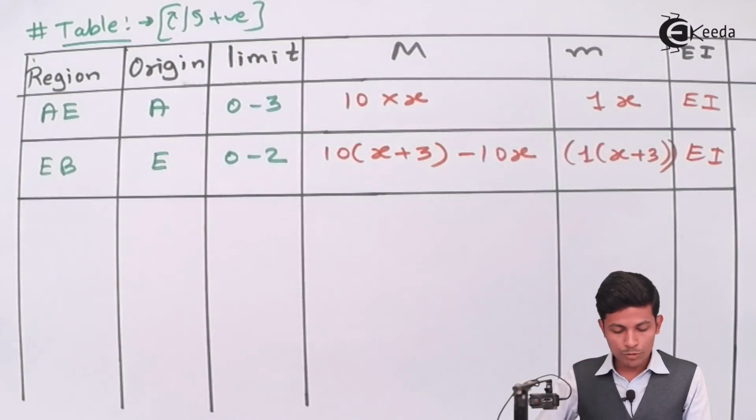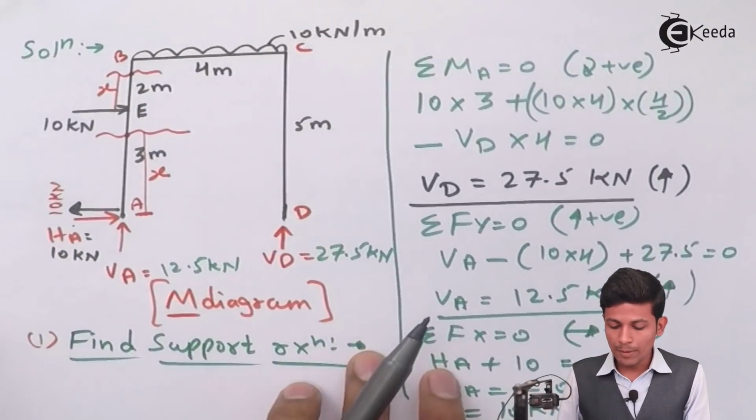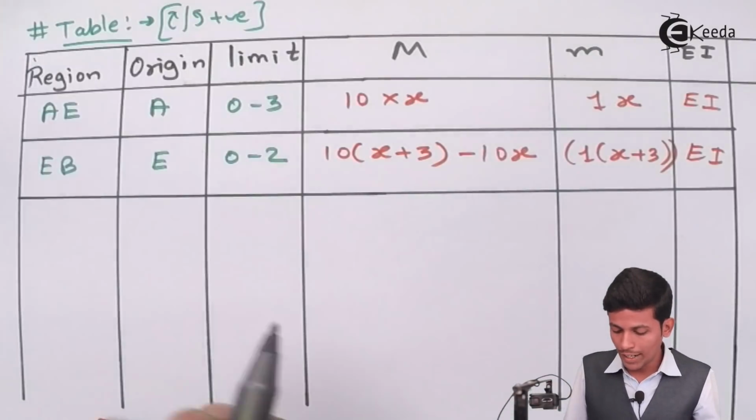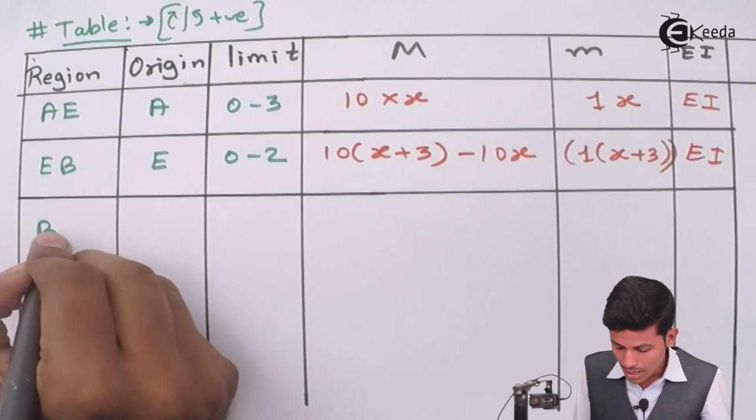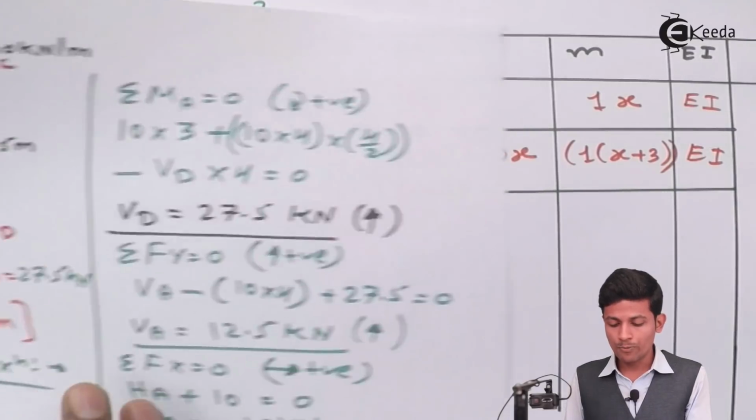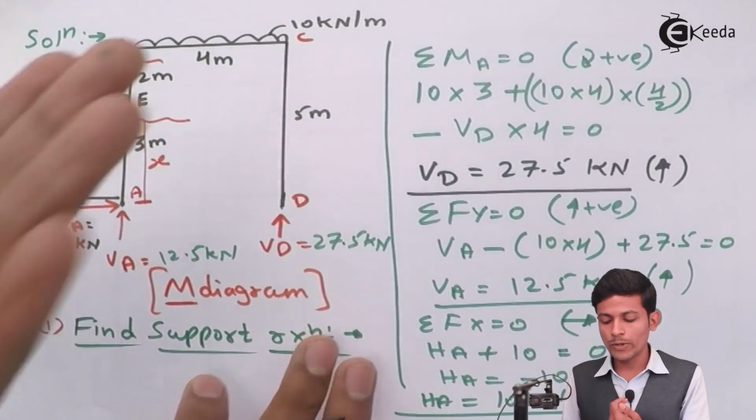Okay, now let's move to the other part. The other part will be B and C. So write it over here, region will be B and C. And what about the origin now? Now you can take the origin at B also, or you can take it at C also.